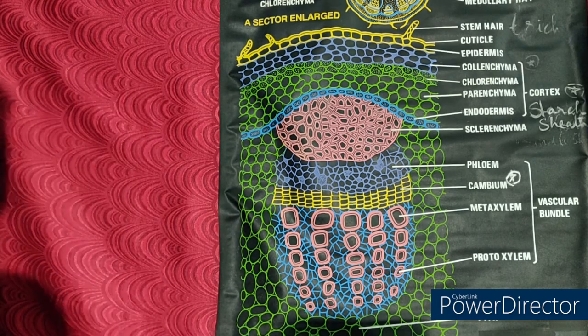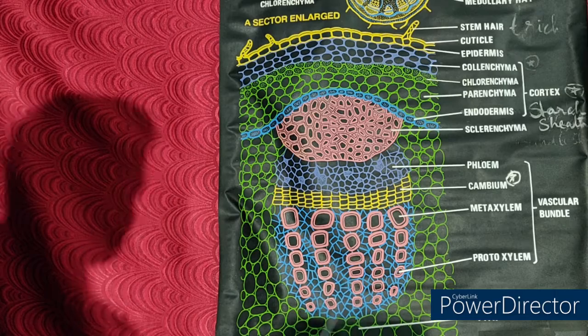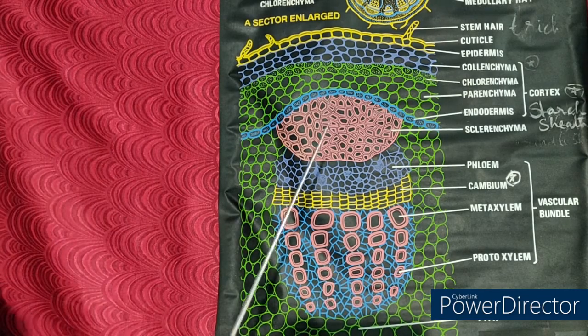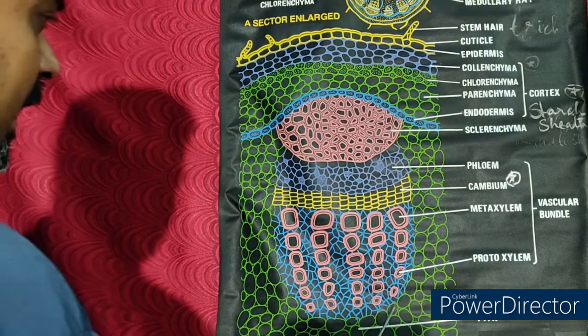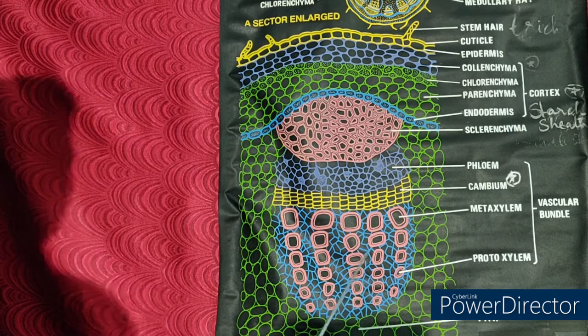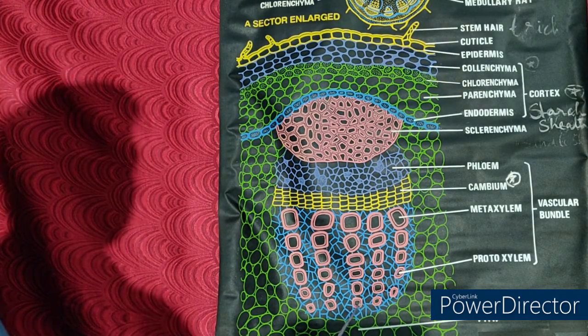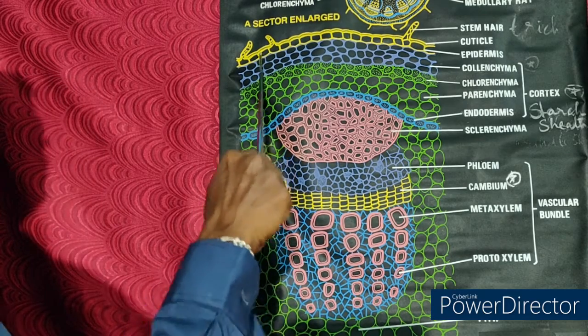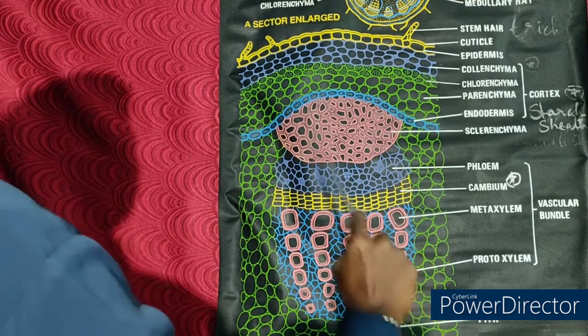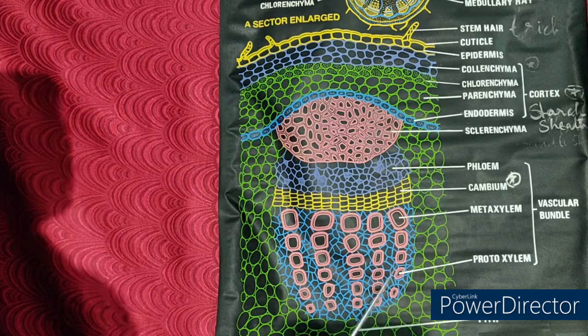So in roots we found bigger cells at the center, smaller cells at the periphery. That is metaxylem here, protoxylem here. But here in stem we come across protoxylem towards the center and metaxylem towards the periphery. That is the external structure, external outwards.